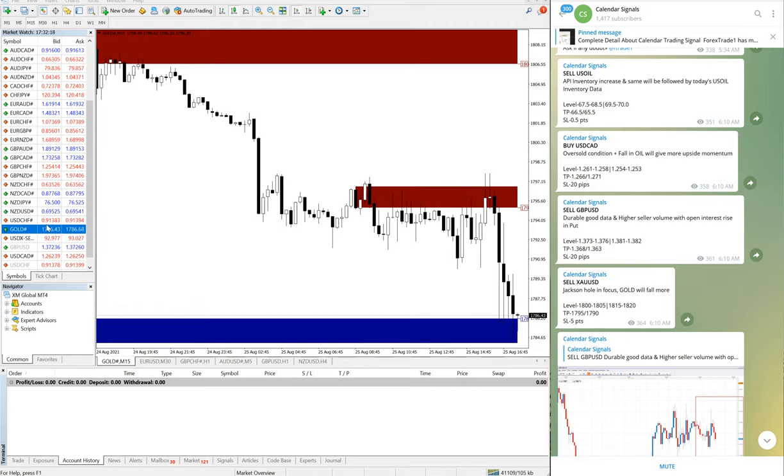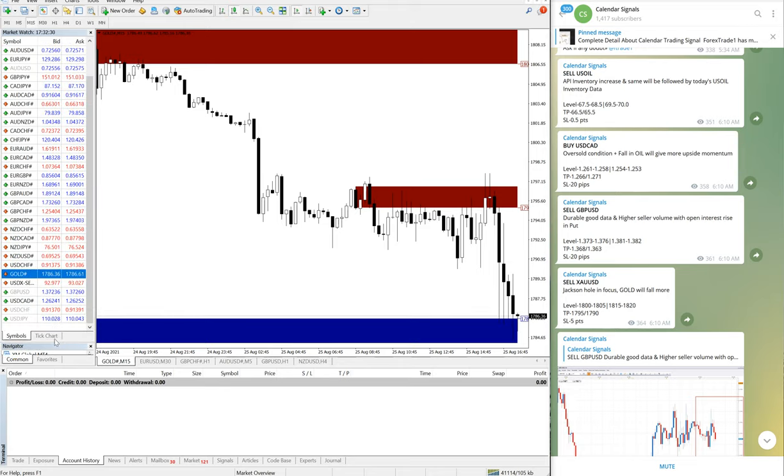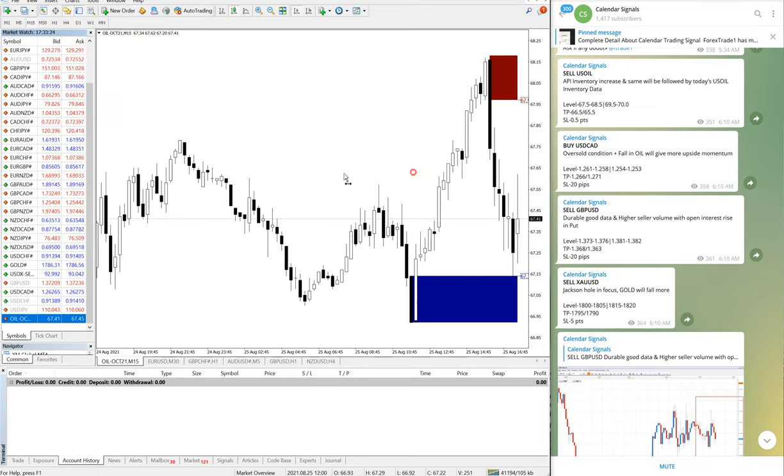Then we will move on to the next signal, which is US oil. Let me open the oil chart. We have seen XAUUSD. I think oil is not kept in the list. XTI. Oil as of now is trading in our level only, from 68.2 to 67.2. Here is the oil chart and the signal, sell US oil. The signal given time is 6:10 a.m. GMT. All the signals are as per GMT time.